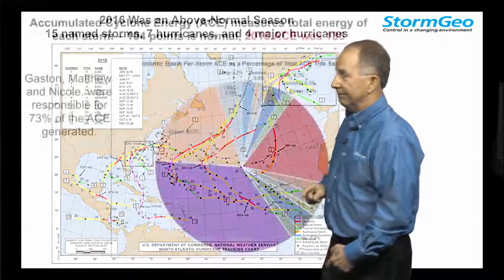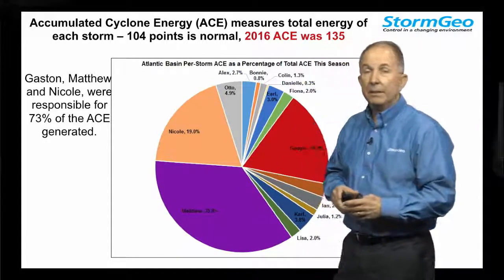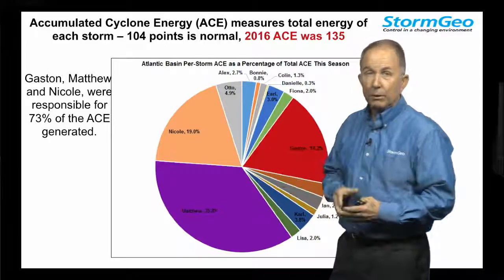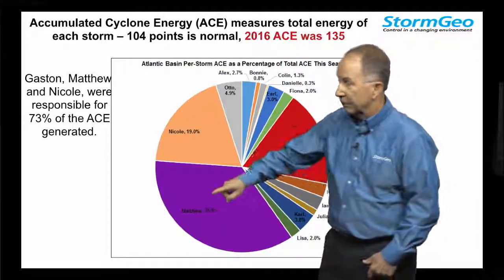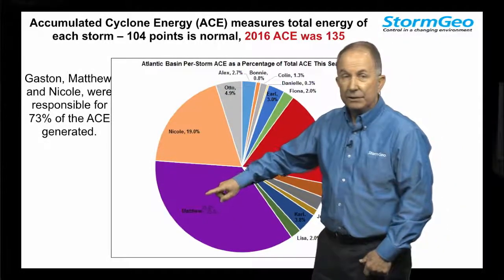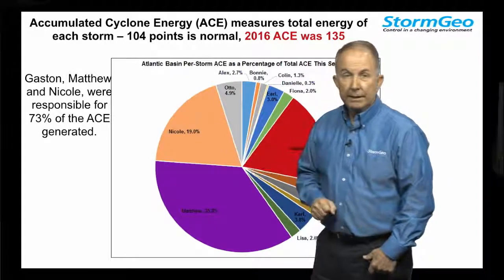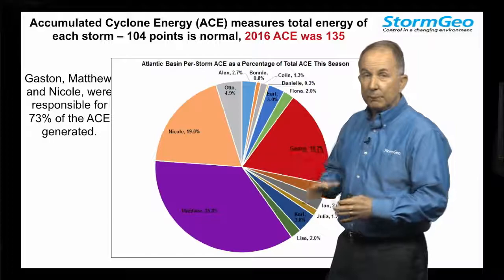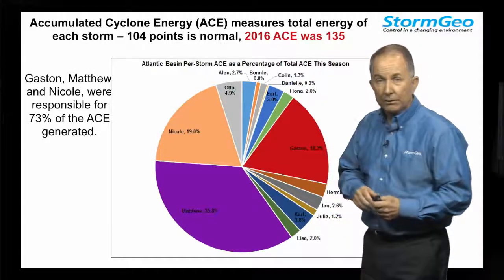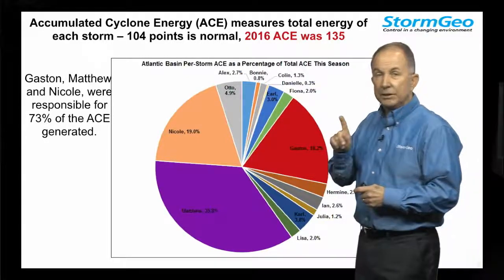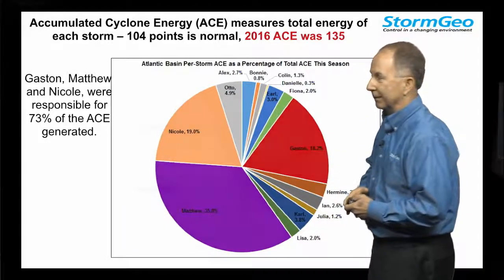This past season, as far as the energy last year, the accumulated cyclone energy, which is a function of a hurricane or tropical storm's intensity and its duration, such that a major hurricane like Matthew here, this is Matthew in purple, gathered the lion's share of the accumulated cyclone energy points. So Matthew, Gaston, and Nicole gathered about 73% of all the ACE points last year. Normal in a season is about 104. Last year we finished up with 135, so it was an above normal season, not just in terms of numbers, but in terms of the accumulated cyclone energy out there over the basin.